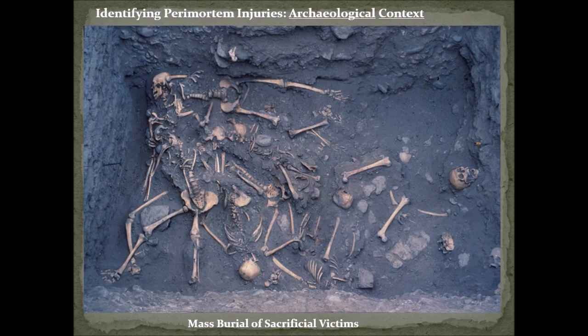So if you find a whole bunch of bodies, it doesn't necessarily mean that a serial killer or a war crime has gone on here. It could be that there was a plague and they threw everybody in. But the way we tell the difference, if they have perimortem damage, then we can say, oh, this is from violence. This isn't from disease. Okay?